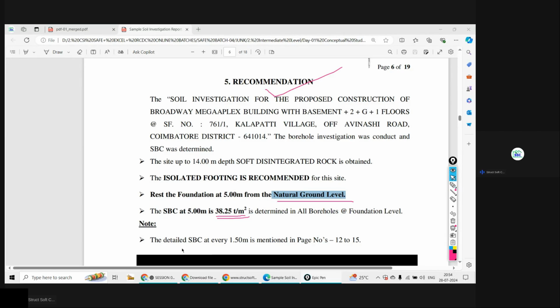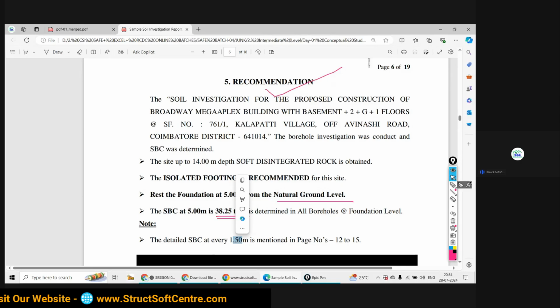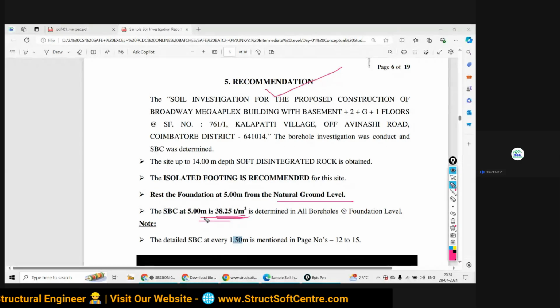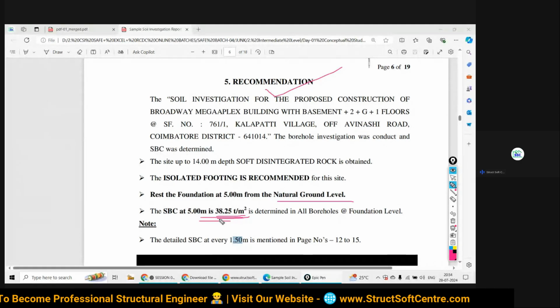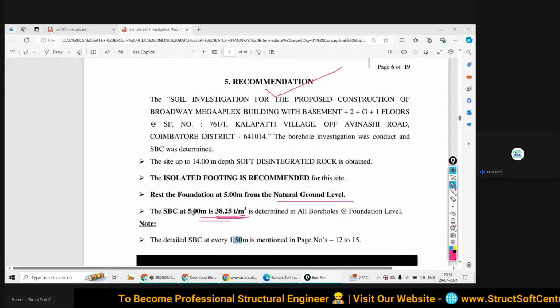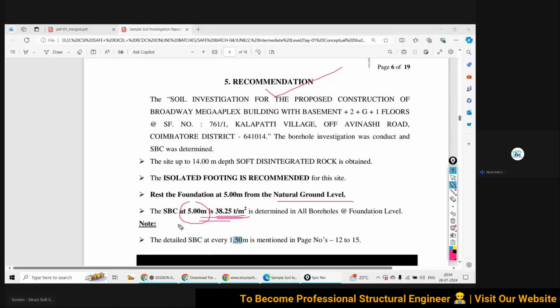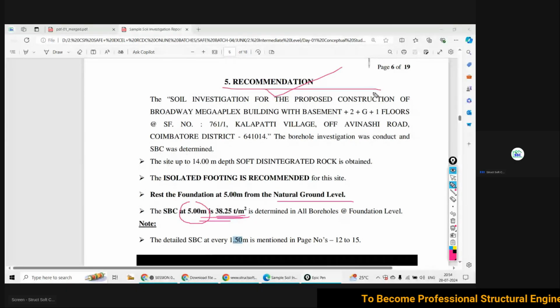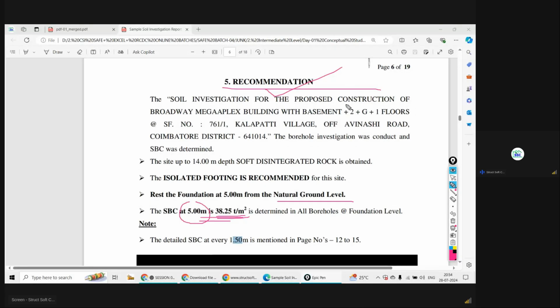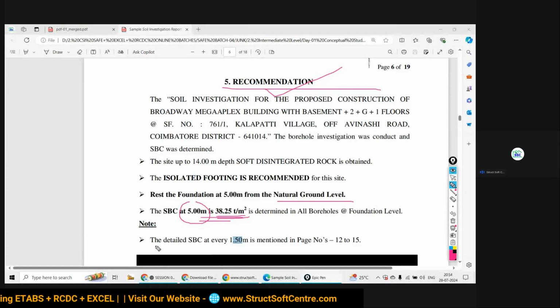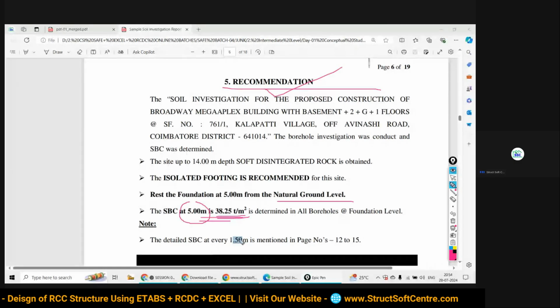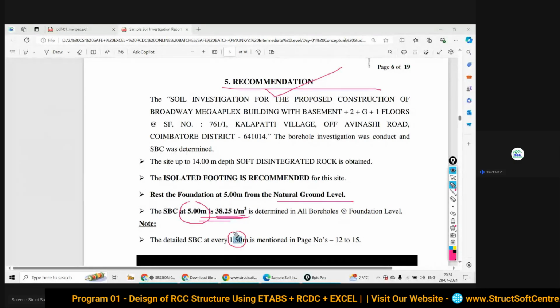Now the detail is the bearing capacity at every 1.5 meter. Here it is directly at 5 meter, what bearing capacity they are getting. But suppose you say, sir, I am not willing to go to this depth. They are recommending this, but if you have the confidence and experience, then by using this report you can choose another depth. They are giving the SBC of the soil at every 1.5 meter interval.